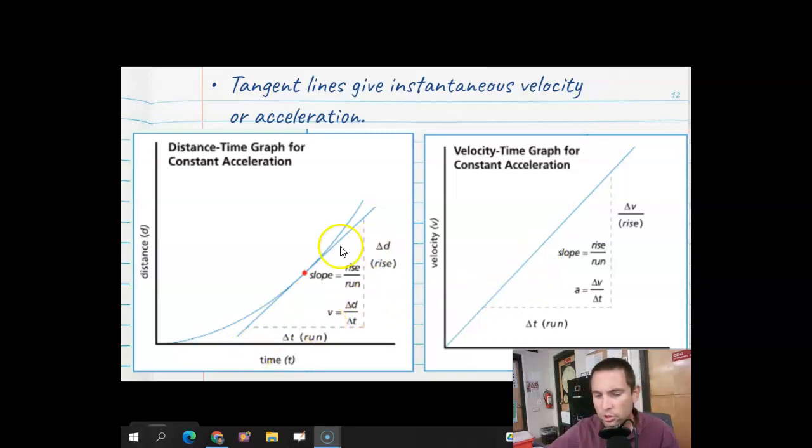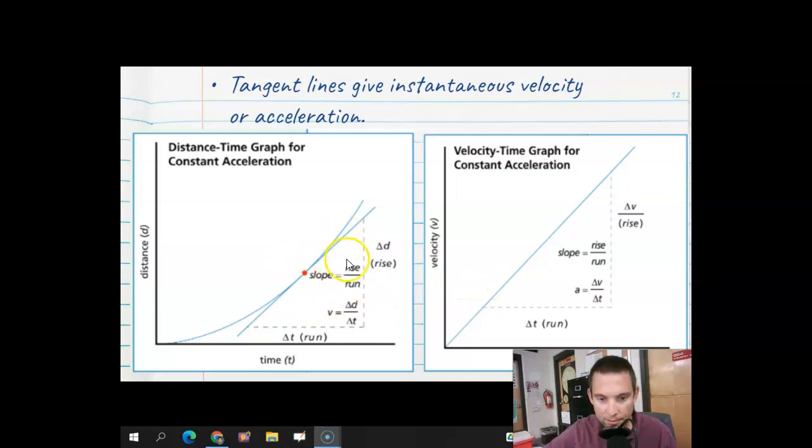I showed you how the tangent lines work earlier on when we were covering the investigation, so I won't go through that again, but look at our distance time graph for constant acceleration. We have this curve that goes up, which is just like we had in the investigate. The slope of this line is still rise over run, so the slope is the change in distance over the change in time, and that gives us the velocity. The slope of a distance time graph is velocity.